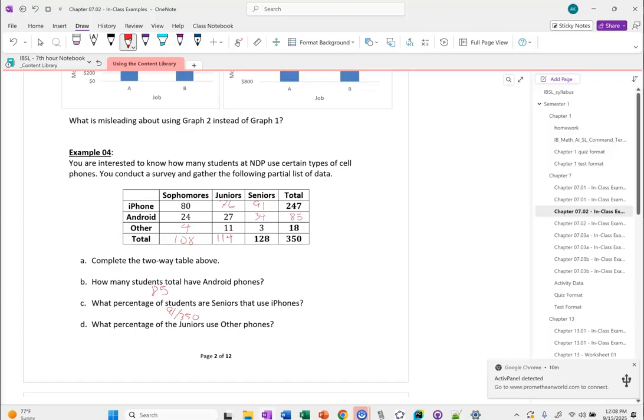Part D says what percentage of juniors use other phones? And you got that by doing, good, 11 out of 114. So notice that this one is asking what percentage of juniors, so the total for juniors should be the denominator, and then your numerator is going to be the juniors that use other phones.